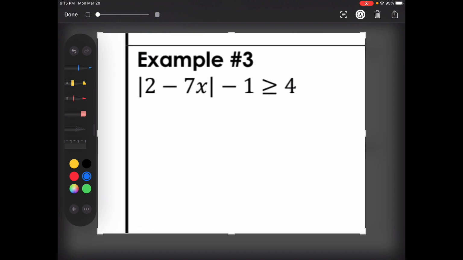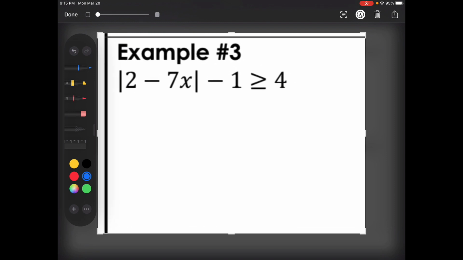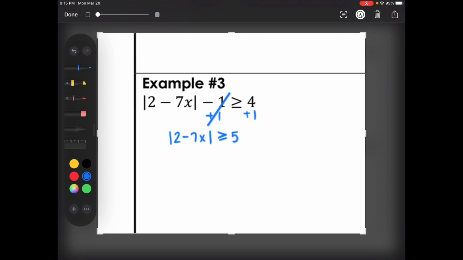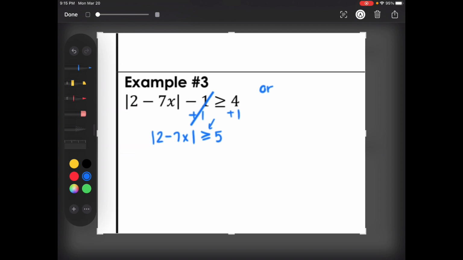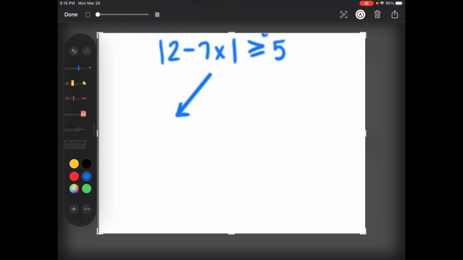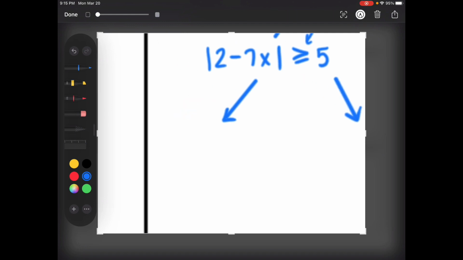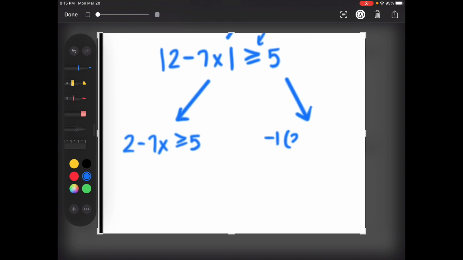Okay, now this one, as you can see, the absolute value is not isolated. So before we do anything, we're going to isolate the absolute value by getting it by itself. So moving everything else over, like that. Now we can see that it is a greater than, so we know it's going to be OR because this is a greater than symbol. Now we're going to solve it two ways. We have the regular way, and we have the negative version.